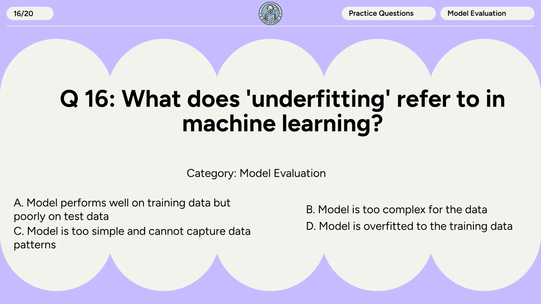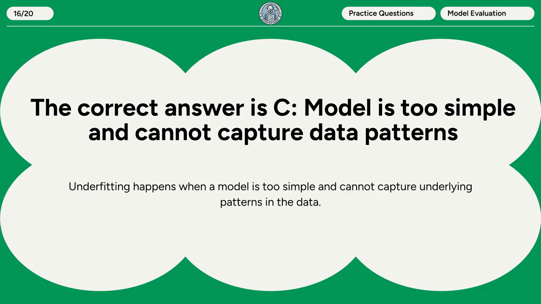Question 16. What does underfitting refer to in machine learning? A. Model performs well on training data but poorly on test data. B. Model is too complex for the data. C. Model is too simple and cannot capture data patterns. D. Model is overfitted to the training data. The correct answer is C. Model is too simple and cannot capture data patterns. Underfitting happens when a model is too simple and cannot capture underlying patterns in the data.